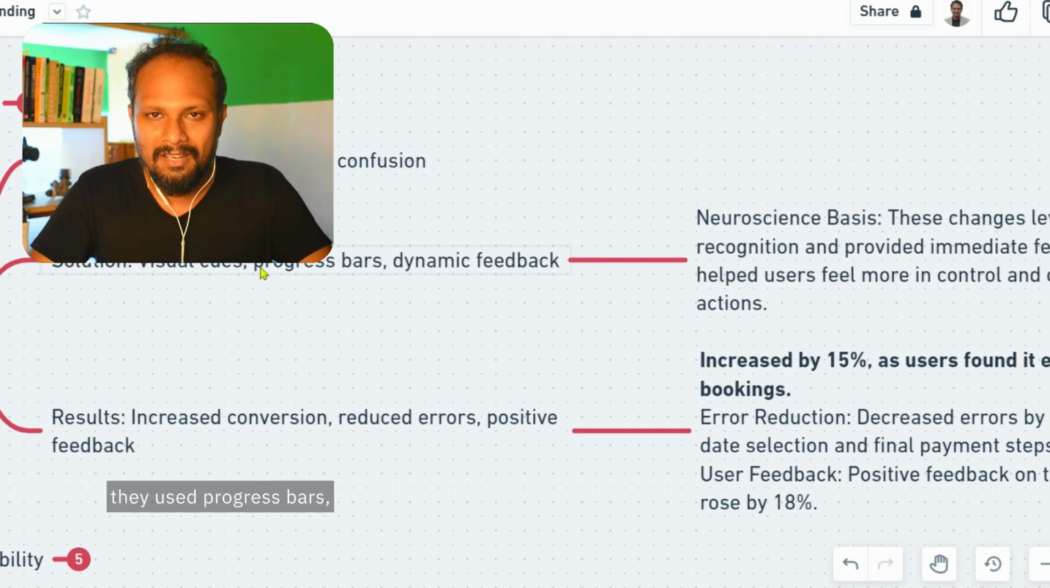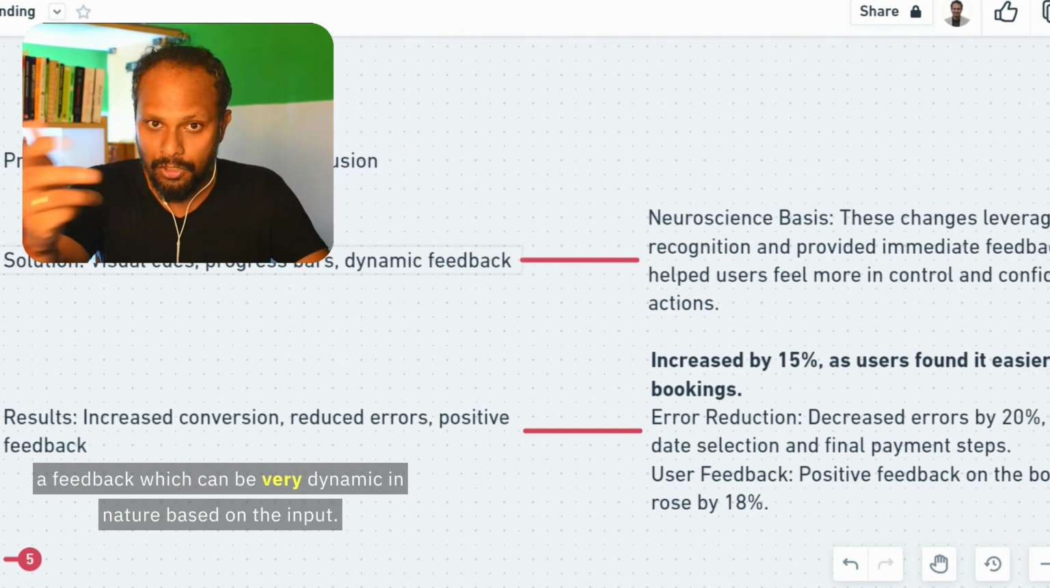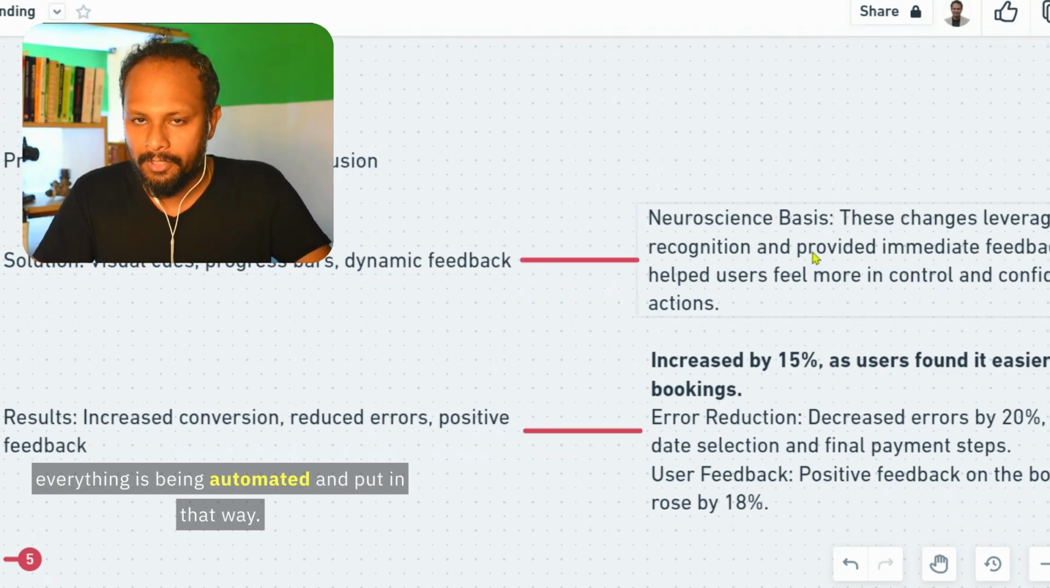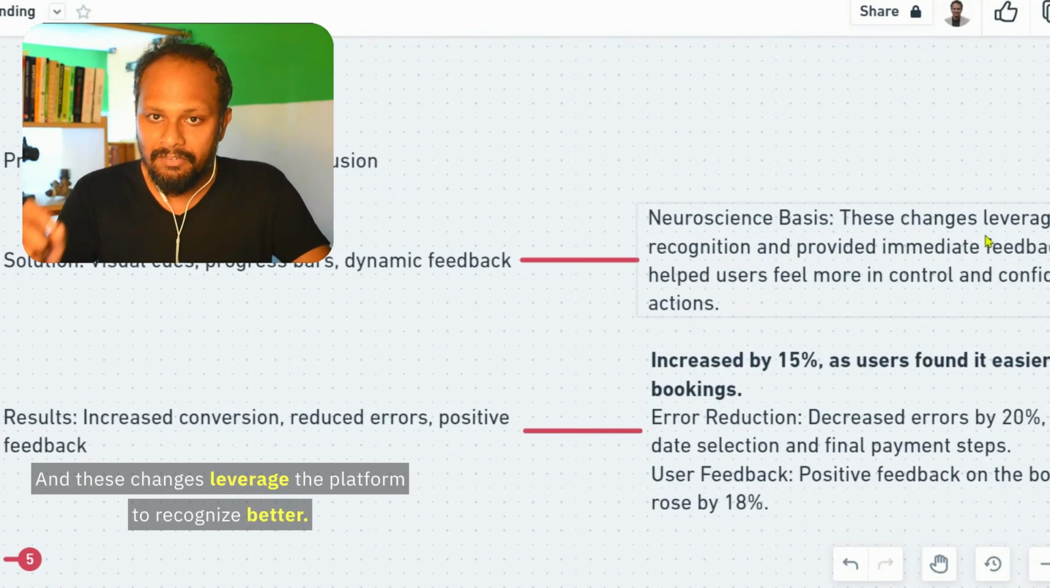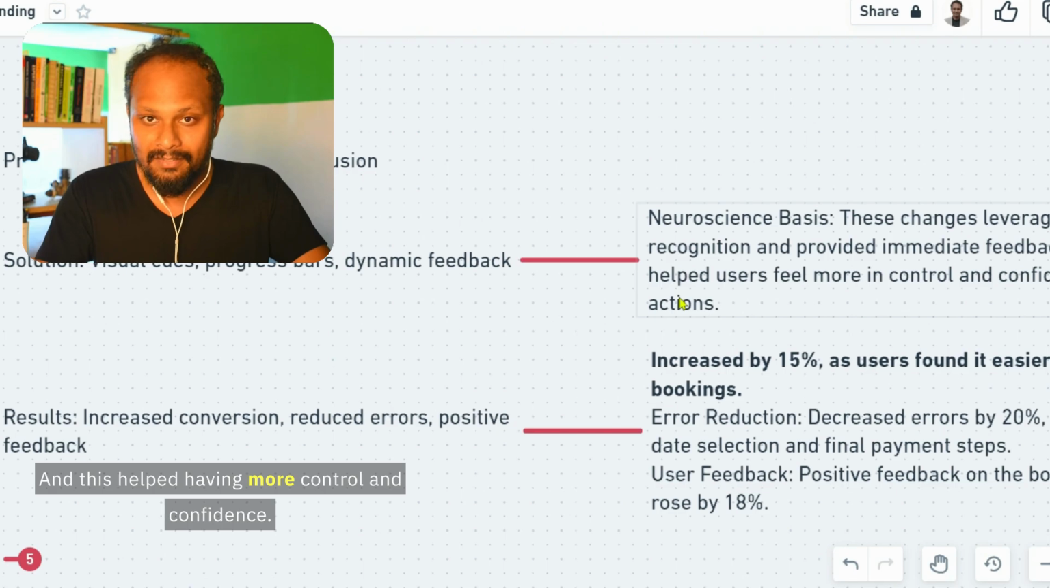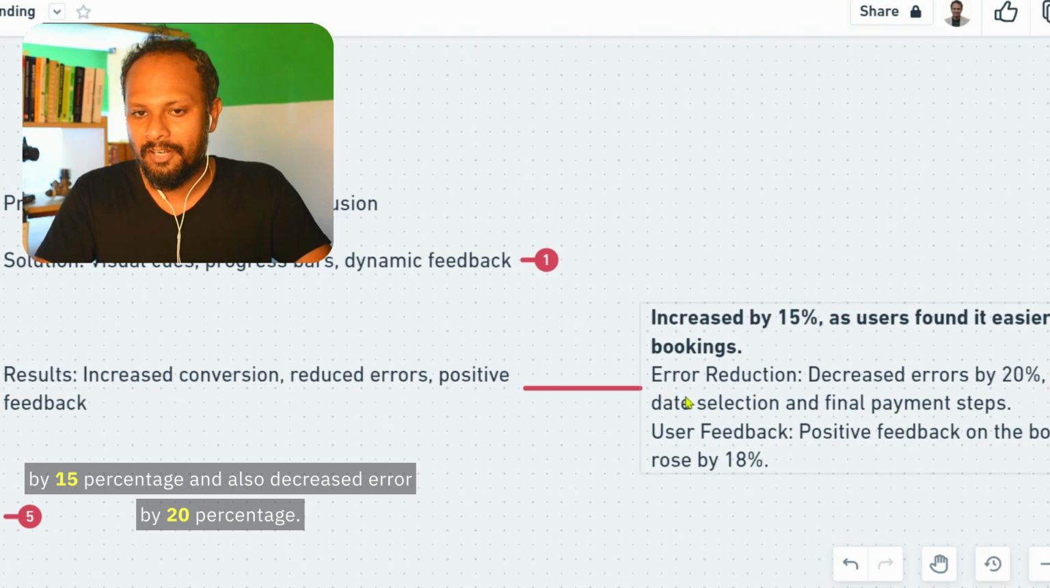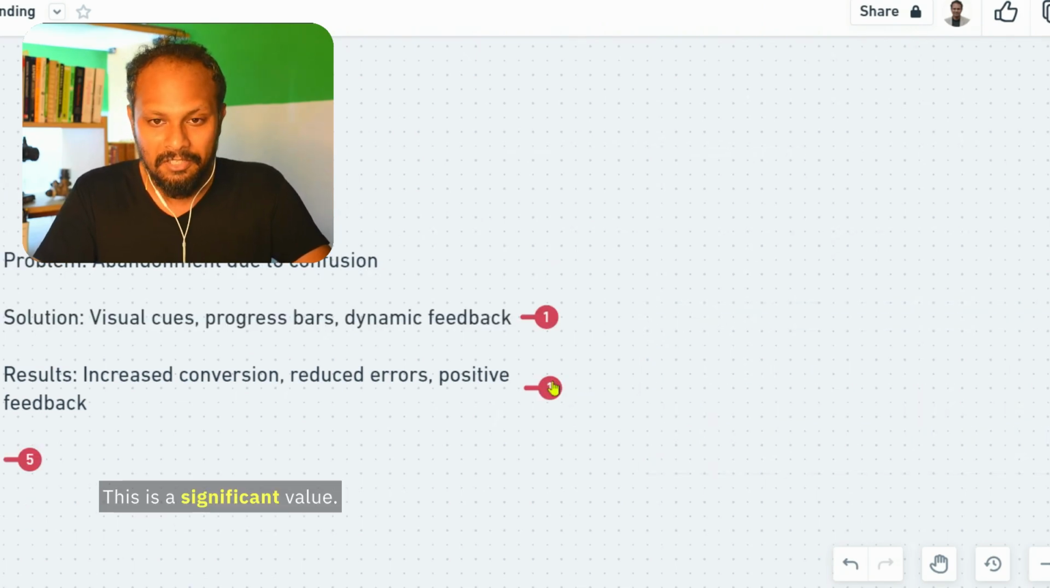They used progress bars, feedback which can be very dynamic in nature based on the input, whatever you're searching, the filters, the search, everything is being automated and put in that way. And these changes leverage the platform to recognize better. And this helped give more control and confidence. So that's the point. And it increased the users' booking ratio by 15% and also decreased error by 20%. This is a significant value.